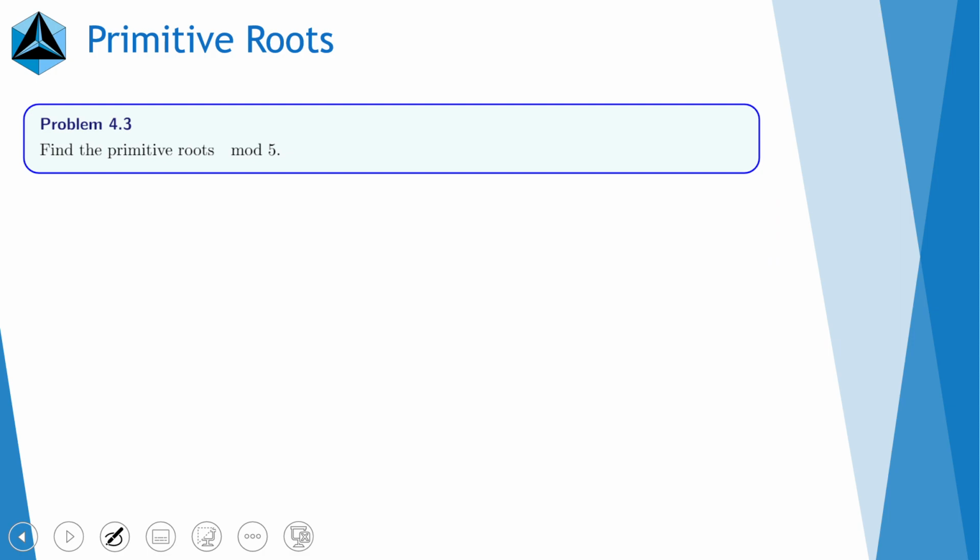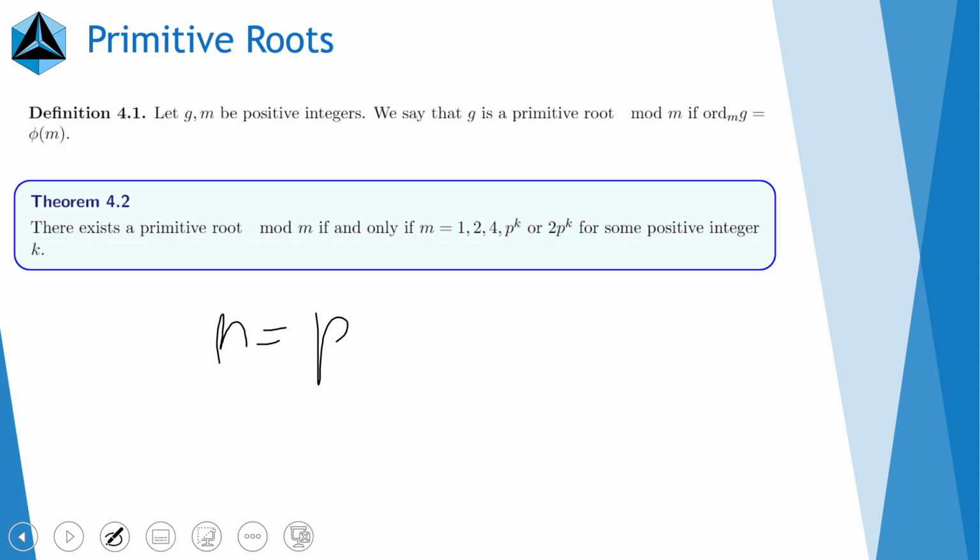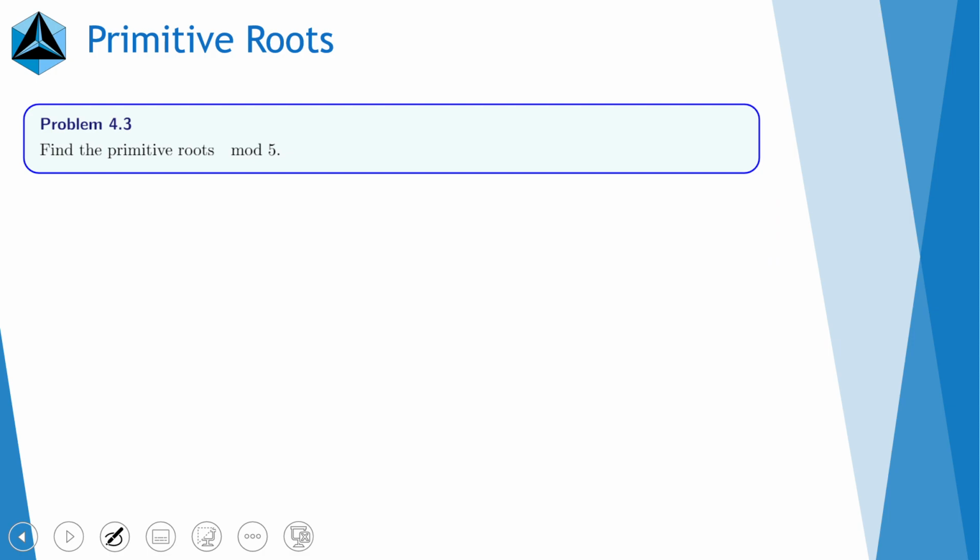As an example, we want to find the primitive roots mod 5. If we remember our definition, we want to find the order of 1, 2, 3, and 4 mod 5. We don't want to find 0 because it is not relatively prime to 5. Everything has to be relatively prime here. We want to find which of their orders is equal to phi of 5, which is equal to 4.